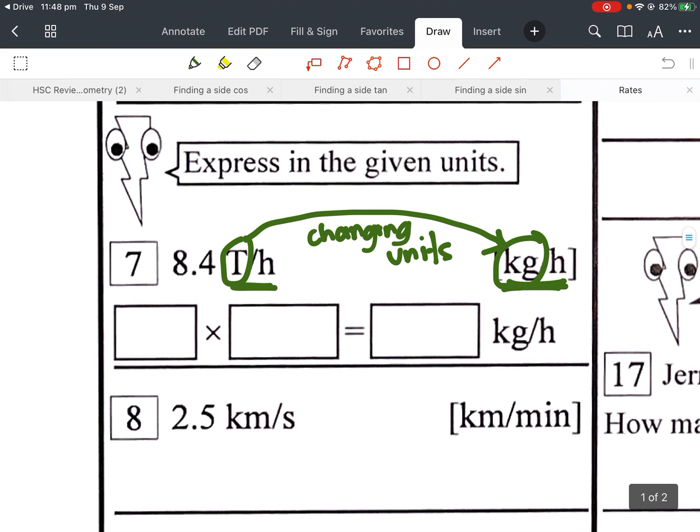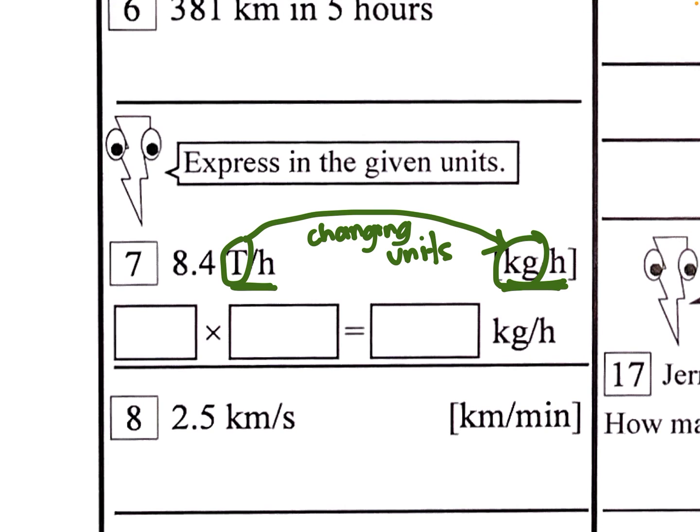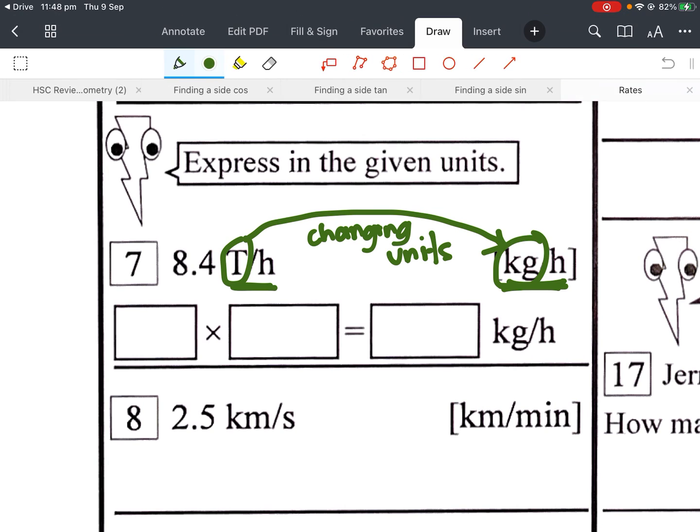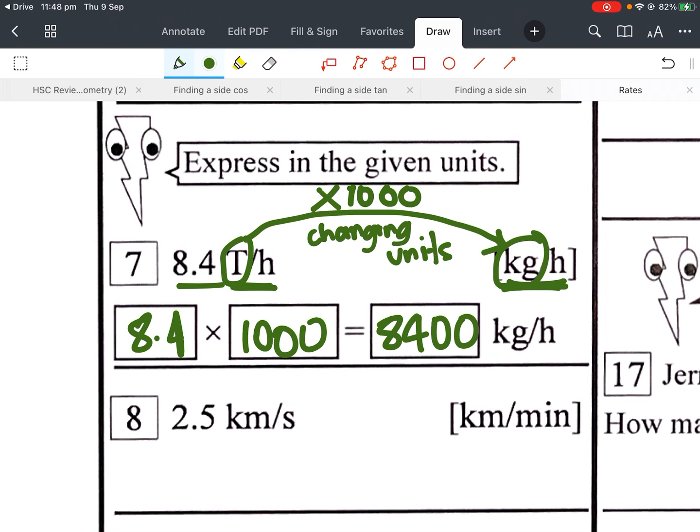All right, so I'm changing tonnes to kilos. So that means I am going to times by 1,000 according to my jumpy thing. So I'm going to write this number here, 8.4, because it's in the question. Tonnes to kilos means I times by 1,000. So that's all I do. 8.4 times 1,000 equals 8,400 kilograms on my calculator.